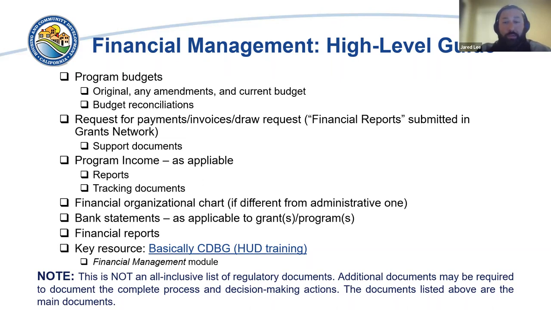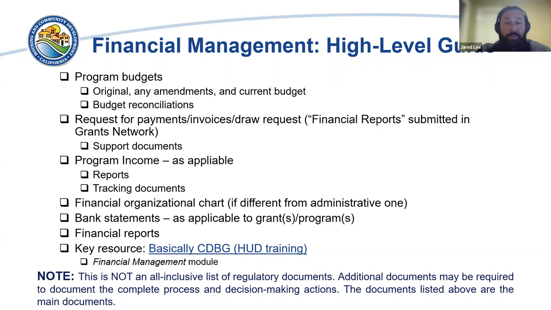We discussed financial reports in some detail under day one. So I'll just say here that while these documents will be located in HCD's system of record, Grants Network, subrecipients will still be responsible for ensuring these documents are located within their records in the event they need to be pulled or reviewed in terms of any additional reviews.